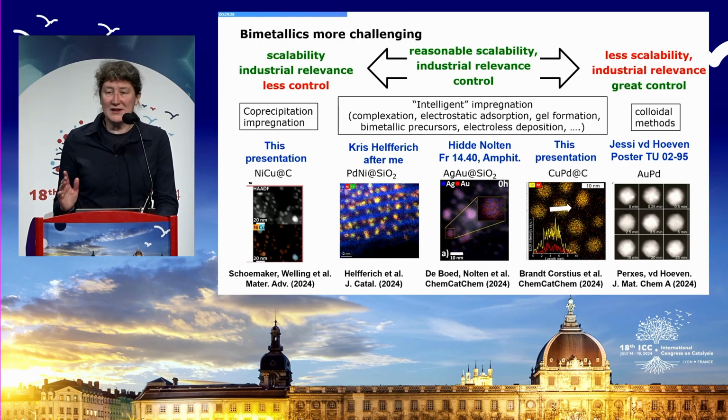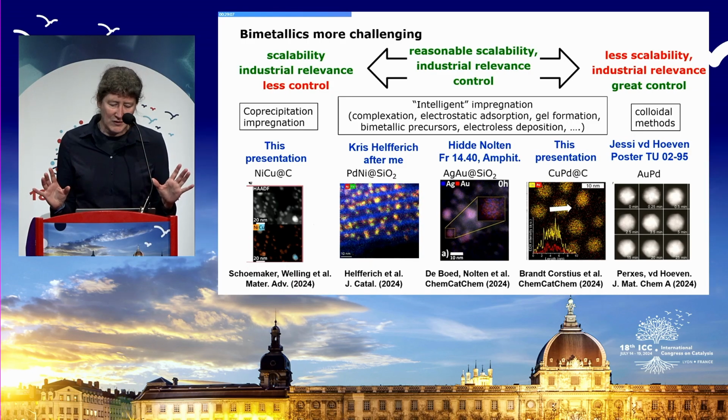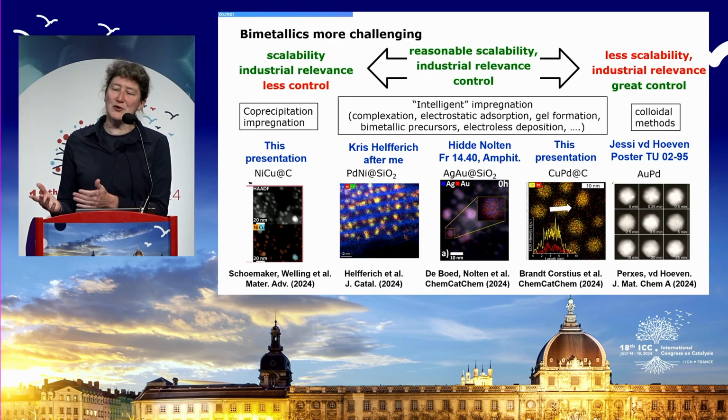And then the ones that I love are somewhere in the middle, because we use impregnation methods, so it is relatively scalable, but we try to use all the tricks and all the understanding that we have to get really nice bimetallic samples. This can be complexation by specific ligands, forming a gel so that you have a high viscosity and it does not separate, playing with the charge of the surface and of your precursor complexes, and in that way managing to have all of them distributed very uniformly.